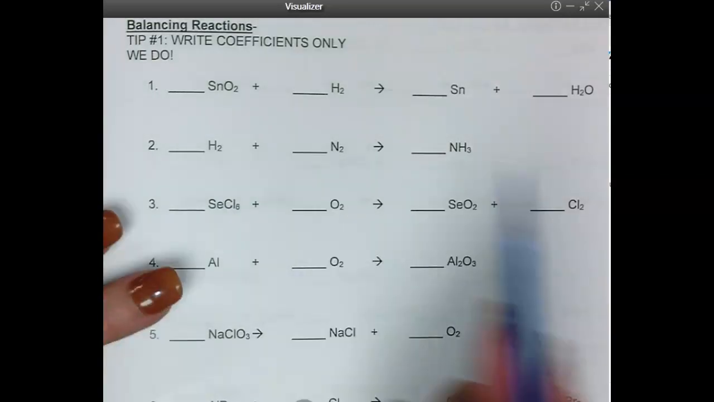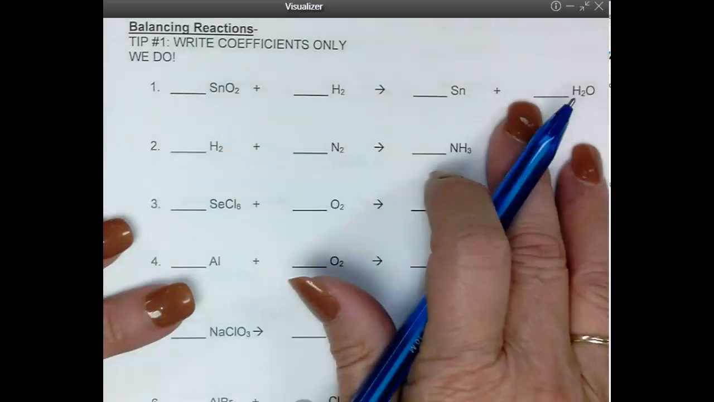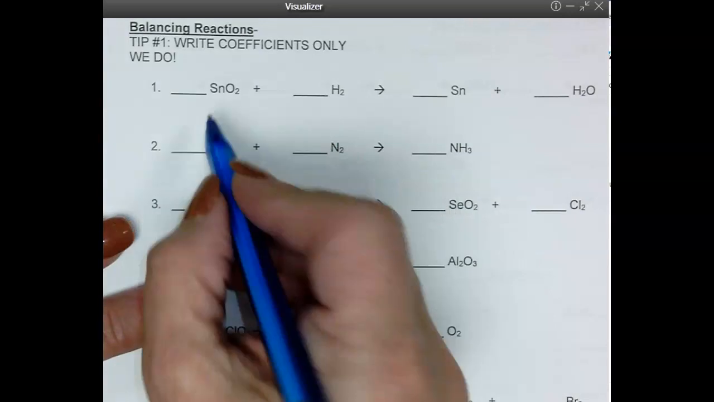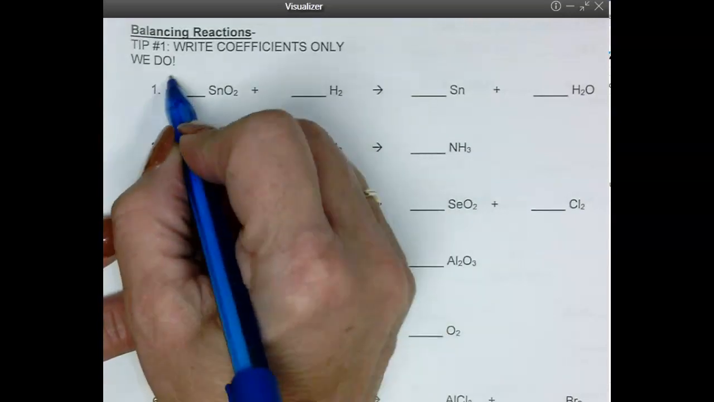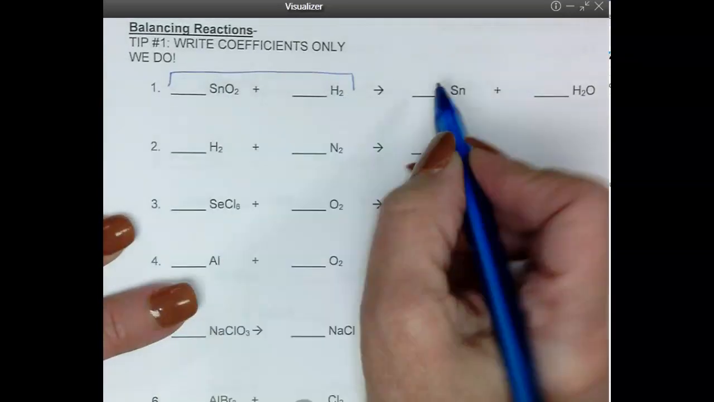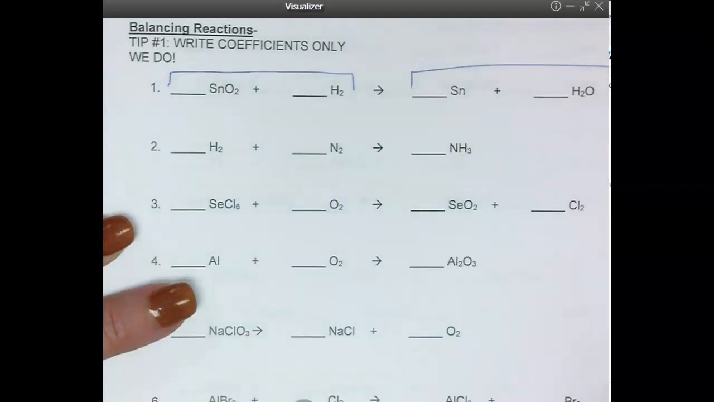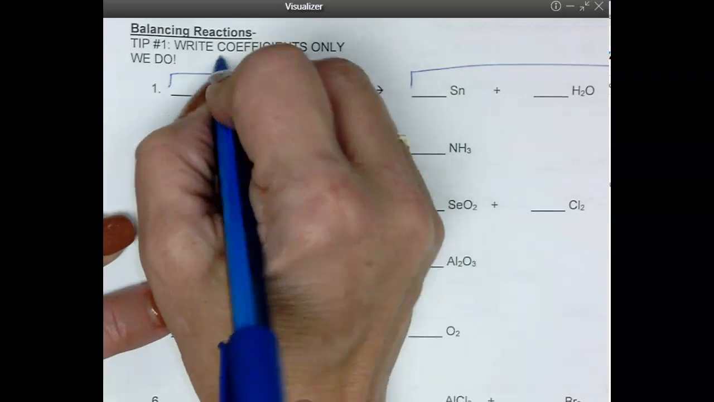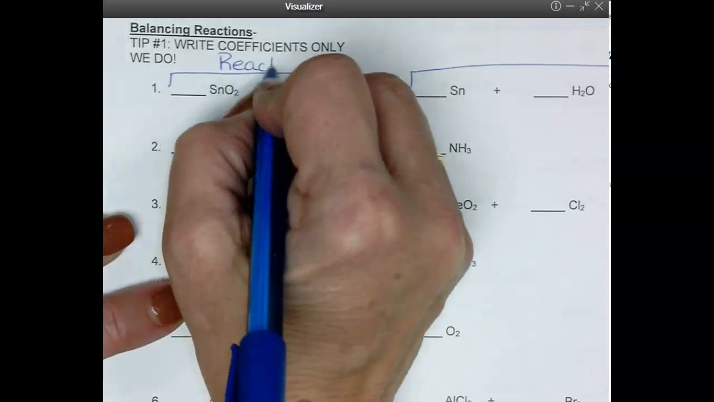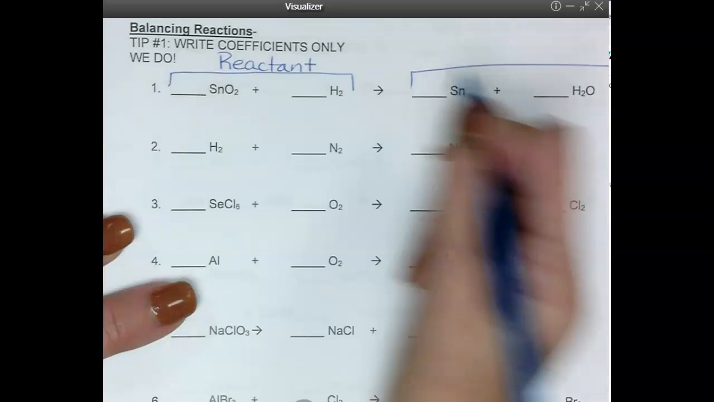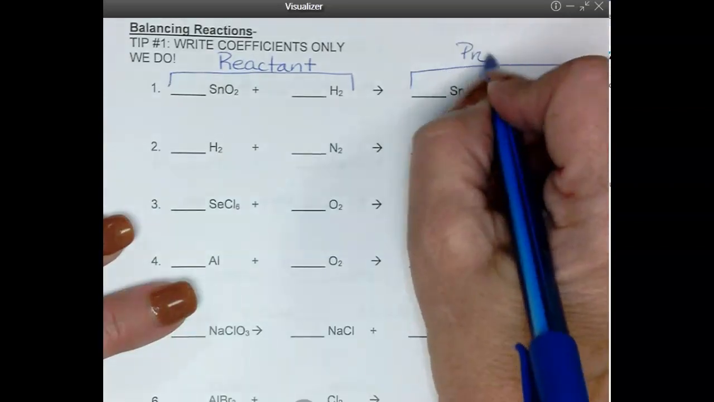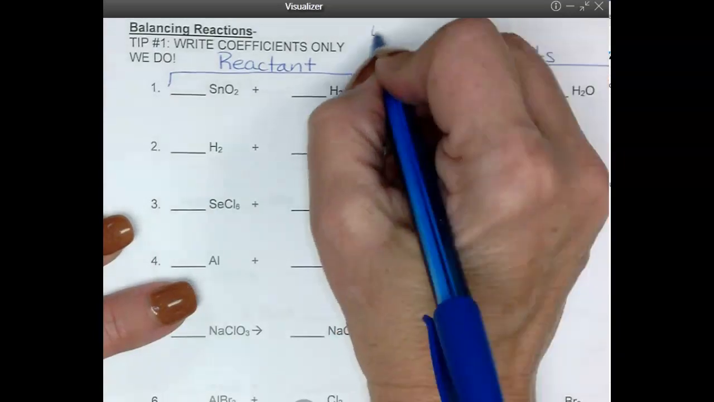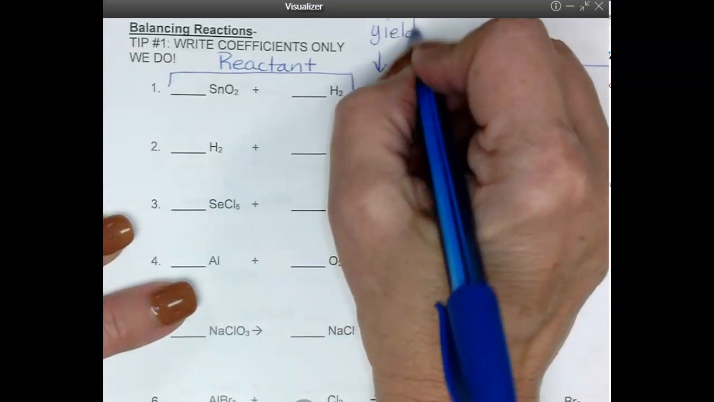Now, we may or may not have gone into chemical reactions yet, but when you see a chemical reaction, there's two sides to it. There is the left side and there is the right side. And on the left side, these are called the reactants. And on the right side, it's called the products. And this symbol here says yields. That's what that stands for.